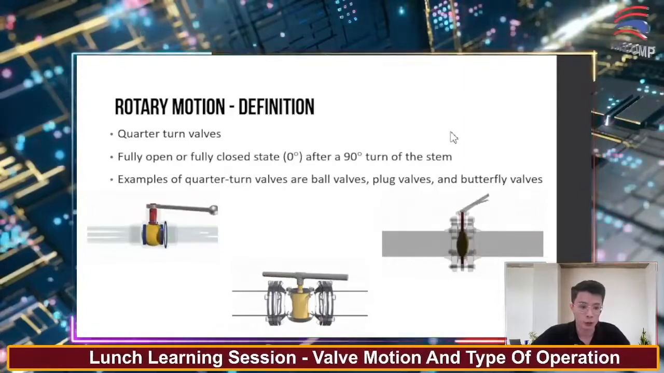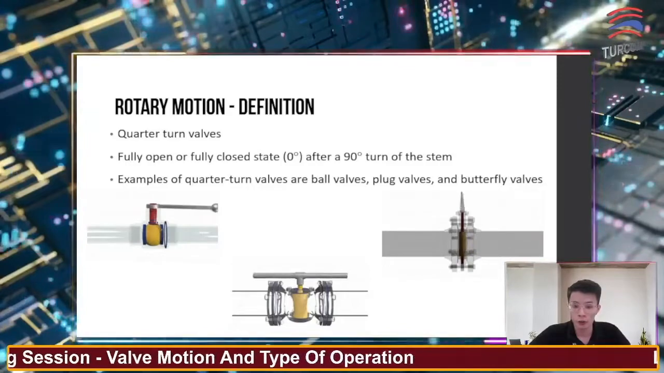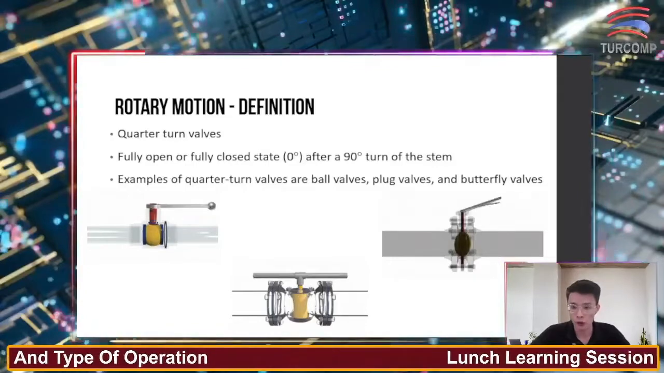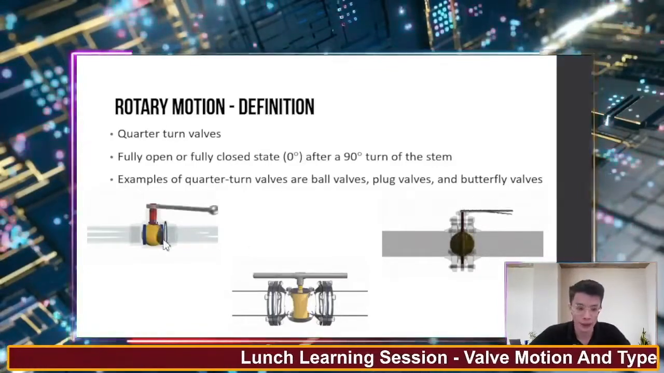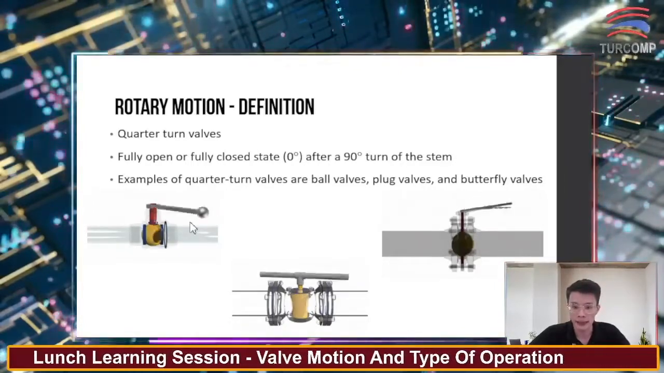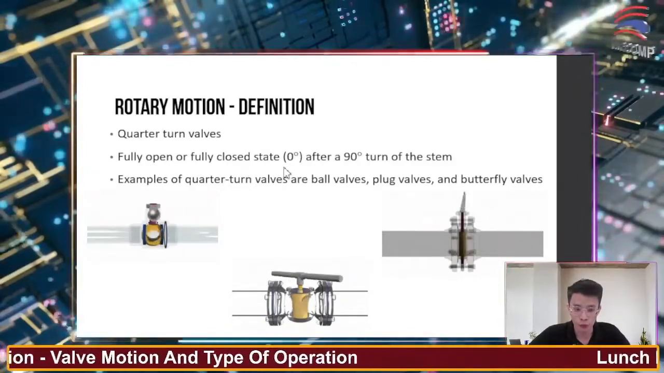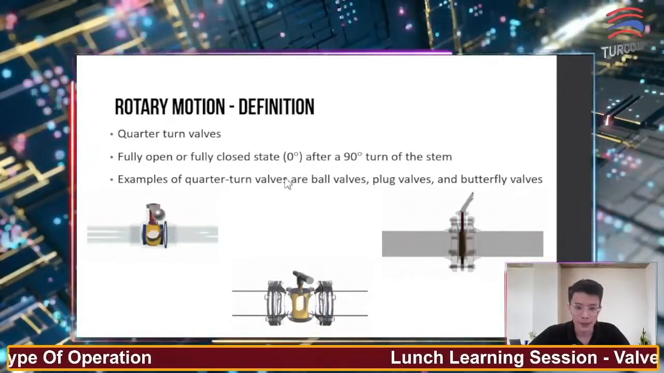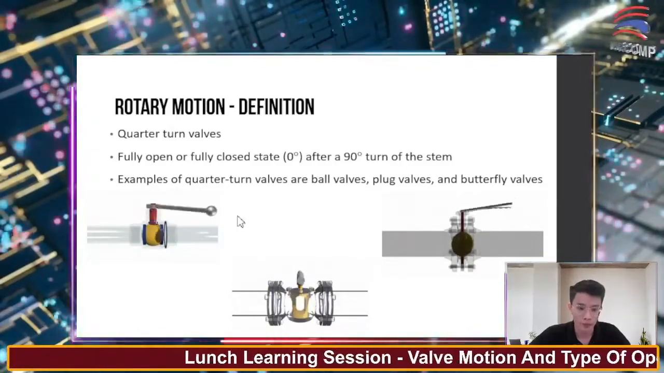Okay, next is about the rotary motion valve. Rotary motion valves rotate a closure member, either a disc or ball, using a circular stem, which extends across the diameter of the opening. Rotary motion valves are also known as quarter turn valves because the valve is fully open or fully closed when we rotate from 0 degrees to 90 degrees. Some examples of quarter turn valves are the ball valve, plug valve, and butterfly valve.